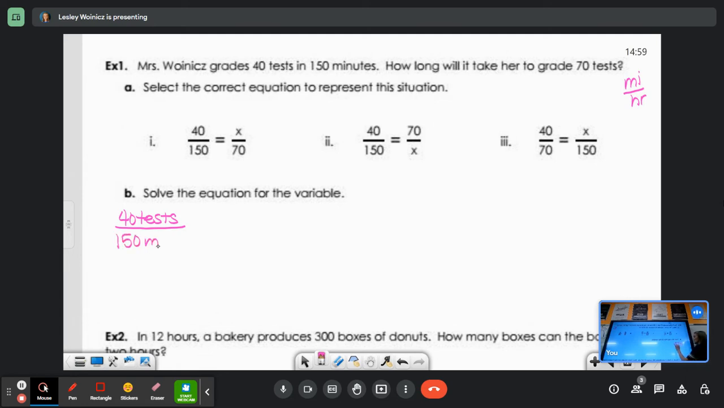150 minutes. So 40 tests in 150 minutes. Now we're going to assume that I'm still grading at the same rate, okay? That has to be equal to, all right, is 70 the tests or the minutes? Tests. Yeah. So if it's tests, I'm going to put it on the top across from the 40 tests. So my 70 tests go up here in the numerator.